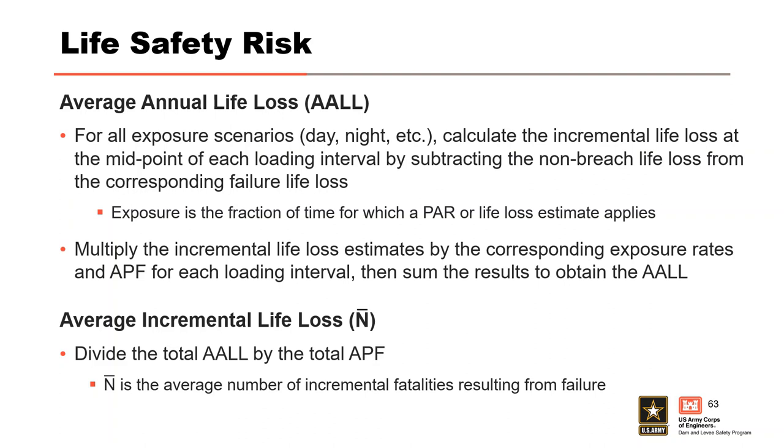To calculate the average annual life loss, we're going to multiply the annual probability of failure by the exposure and incremental life loss, then sum the results to obtain the average annual life loss. After we calculate the average annual life loss, we will divide that value by the total annual probability of failure to calculate N bar, the average incremental life loss. N bar is the average number of fatalities that is expected should the dam or levee fail, considering all possible loading and exposure scenarios.